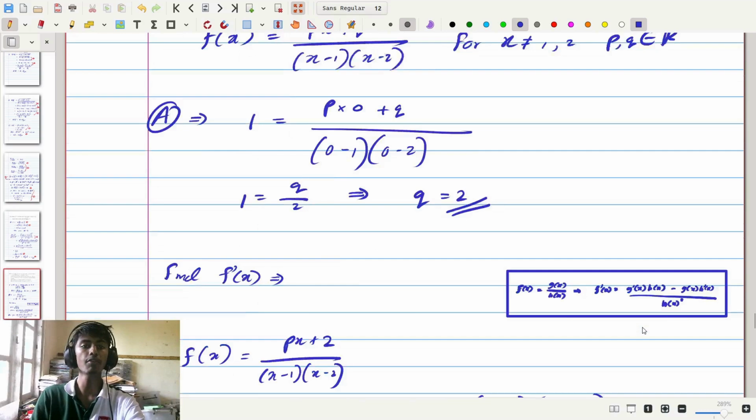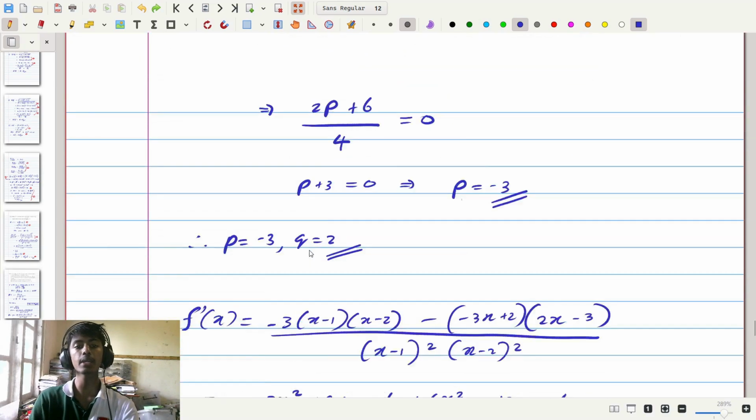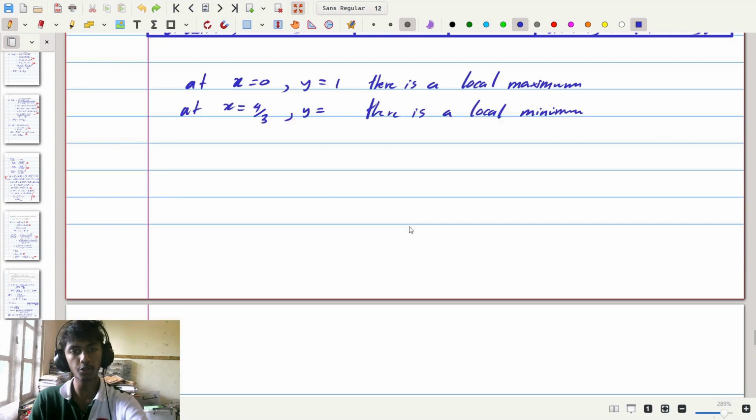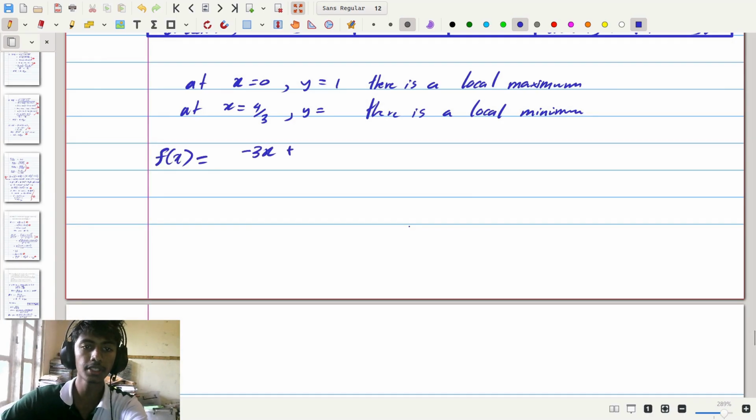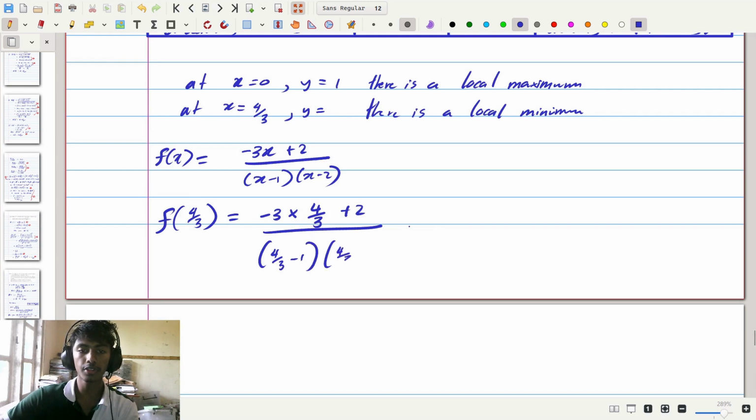Now going up, f of x is equal to px plus q divided by x minus 1 times x minus 2, where p is equal to negative 3 and q is equal to 2. Therefore, if we go down and substitute, we get f of x equal to negative 3x plus 2 divided by x minus 1 times x minus 2. Now considering this, if we substitute x equals 4 over 3, we're going to get f of 4 over 3, which is going to be equal to negative 3 times 4 over 3 plus 2 divided by 4 over 3 minus 1 times 4 over 3 minus 2.